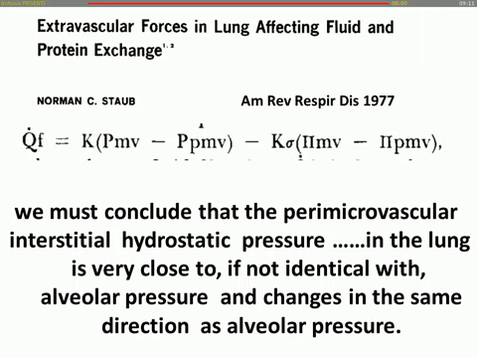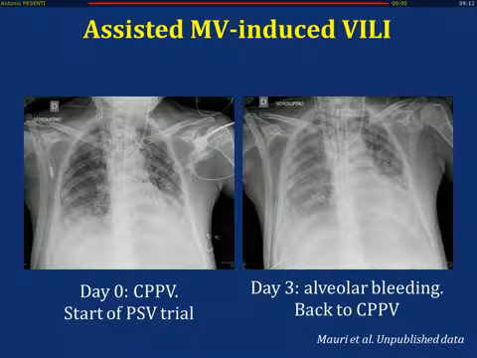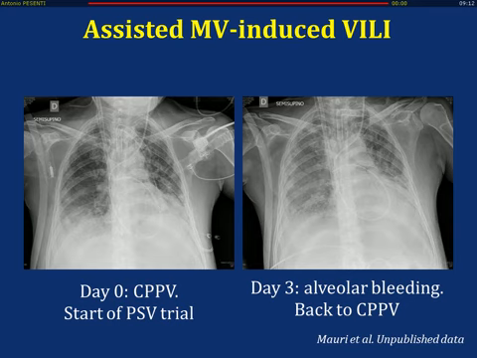This is from Norman Staub, again, 1977. Alveolar pressure and interstitial pressure go hand in hand. When alveolar pressure goes down, interstitial pressure goes down. Then you all know Starling's law. The lower the interstitial pressure, the higher the edema. So we end up like this. Sometimes we make mistakes too.